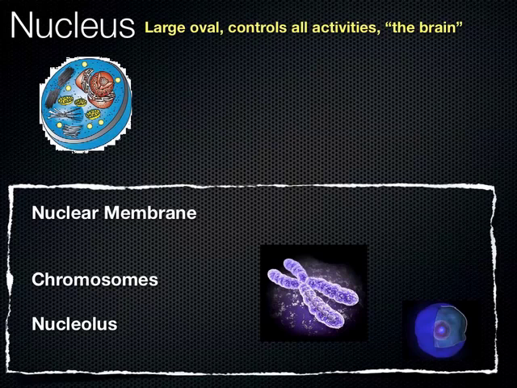It's usually circular or oval in shape. And the nucleus is really important. Now, sometimes people refer to it as the brain of the cell, but I mean, it doesn't really think, but it does sort of control and direct the activities of the cell.